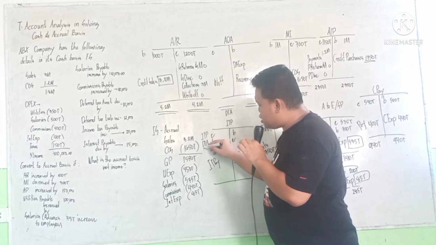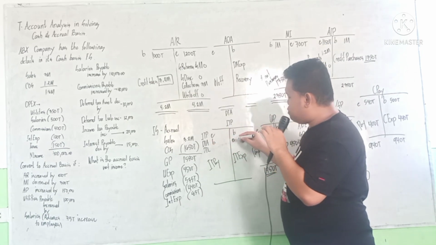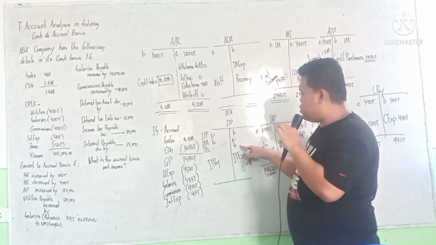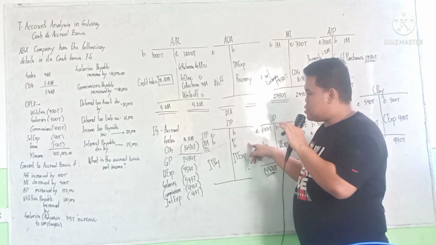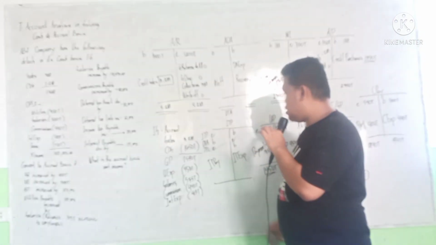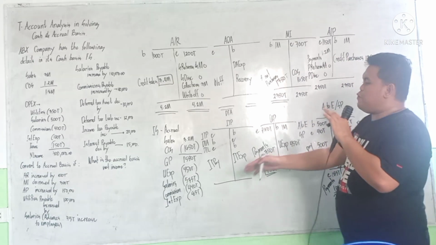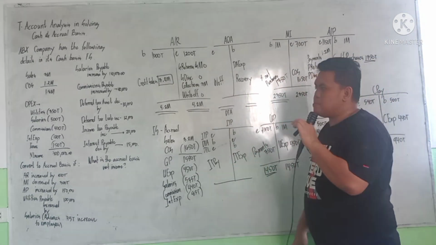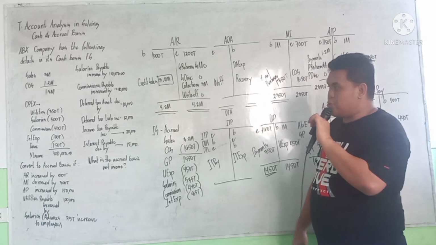Isang pag deferred tax liability. Although the deferred tax liability, since liability siya, the beginning will be here sa credit because that's its normal balance and the ending is here. So you can fill this all up and you can get the income taxes sa accrual.